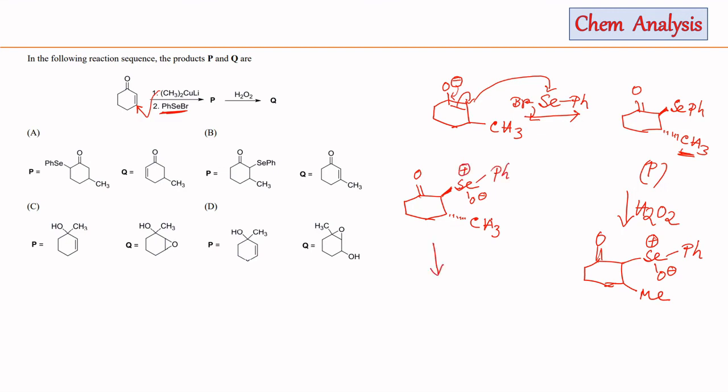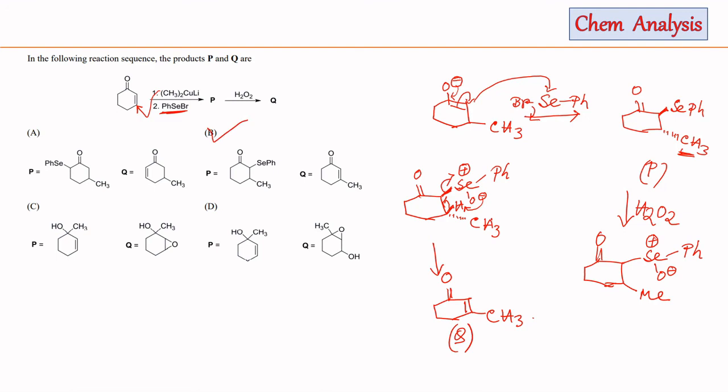Now in the next step, since here is one hydrogen that is above the plane, it will abstract this hydrogen atom from here, the double bond forms, and this carbon selenium bond will break. Therefore there will be formation of a double bond and generation of this 3-methyl alpha beta unsaturated cyclohexenone. Therefore the Q will be this one. So option number B is the correct answer.